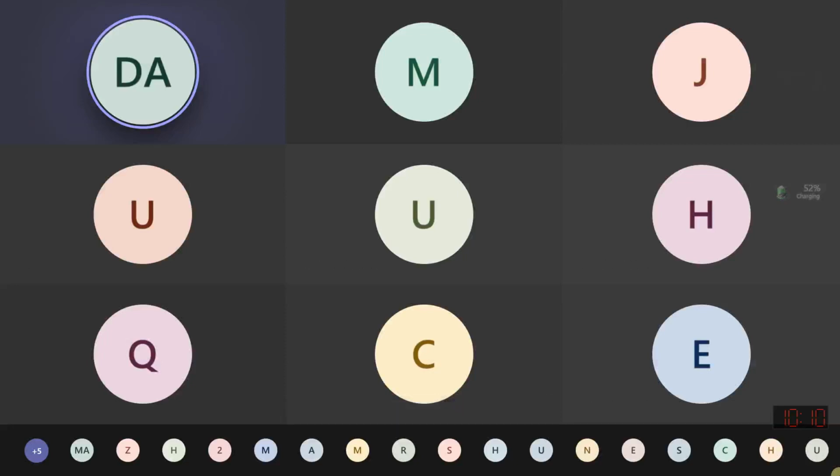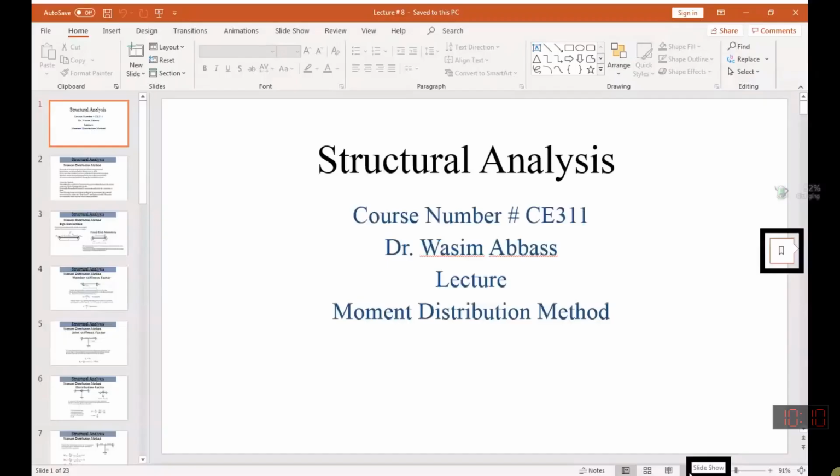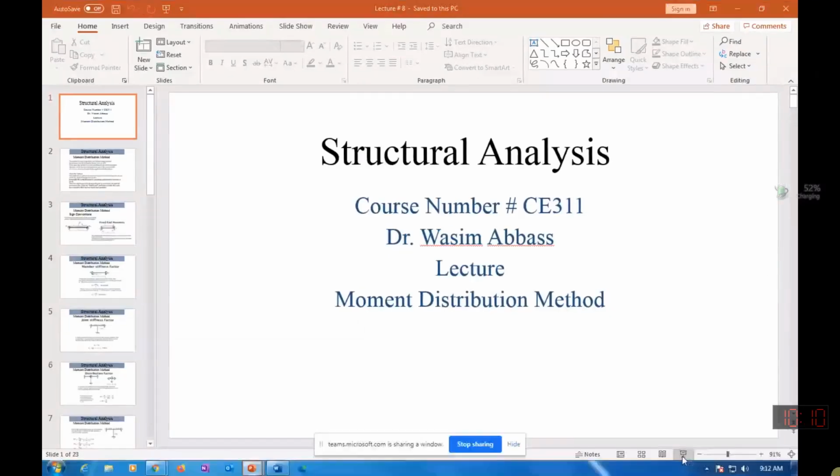Alhamdulillah, this slope deflection method. So I'll share the slides. Is it visible to you, the slides, students?